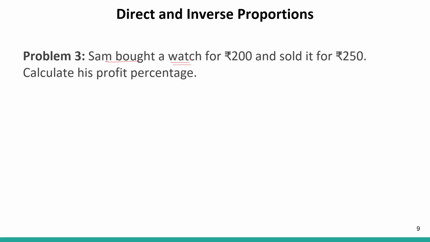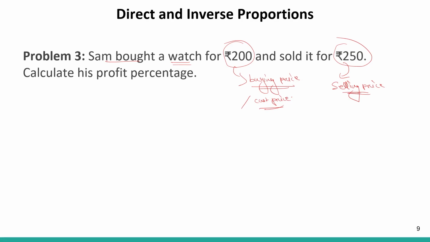Okay, what did he do? He bought a watch for 200 rupees and sold it for 250. So this will be what? Selling price, right? And this will be the buying price or cost price. Cost price or buying price, and this will be the selling price.